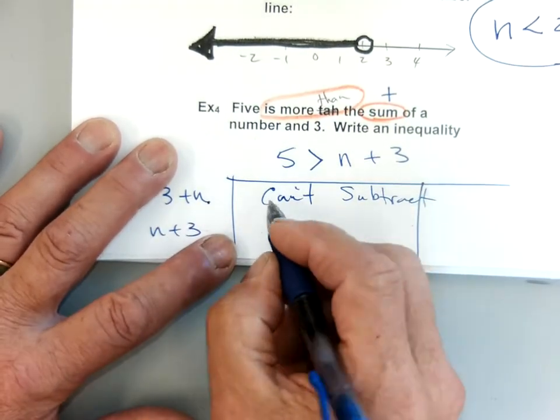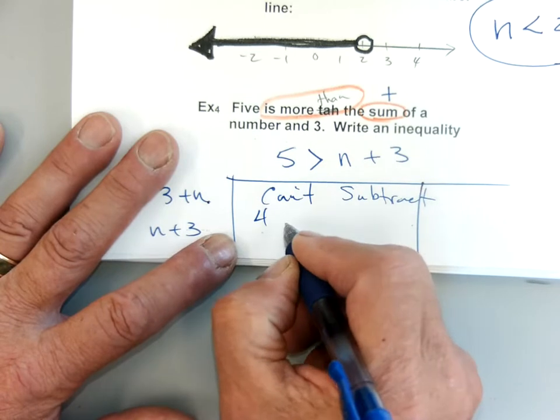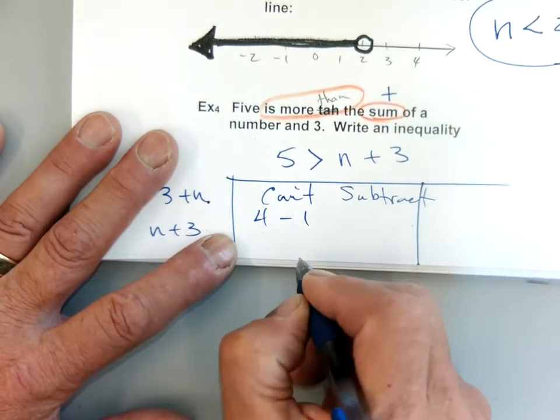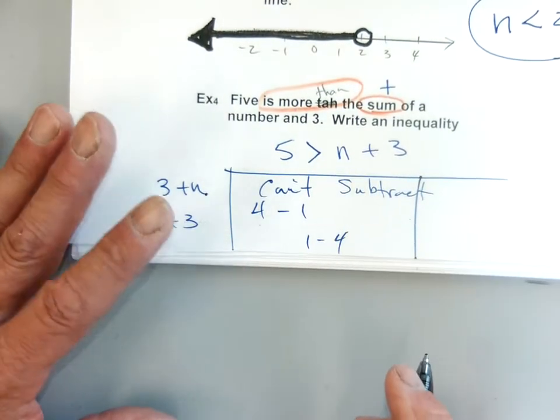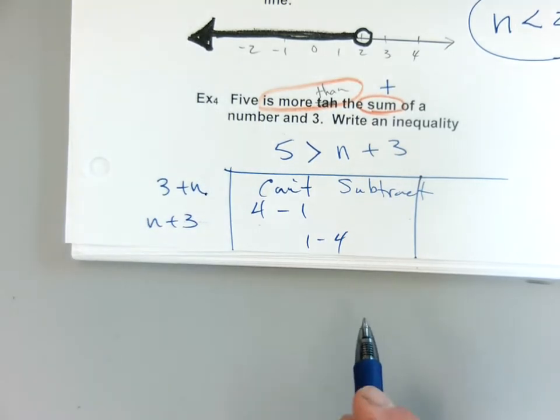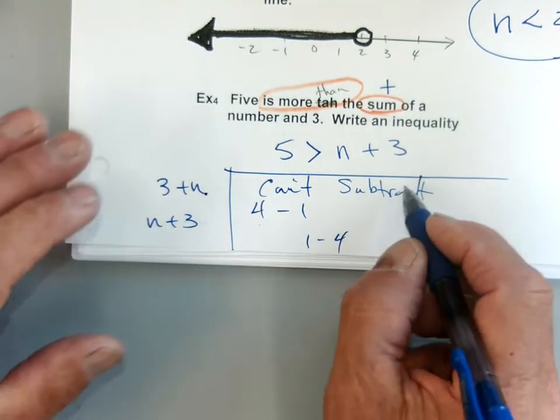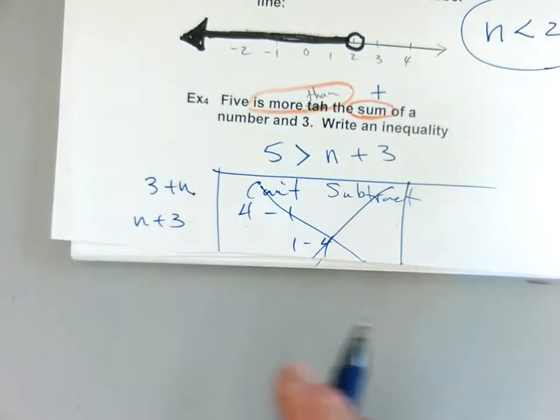Is 4 minus 1 the same as 1 minus 4? No. No, but you can add. Great question, okay? And you can do that for multiplication, right? Yes, but you can't for division. Yeah, totally right. You know what you're doing.